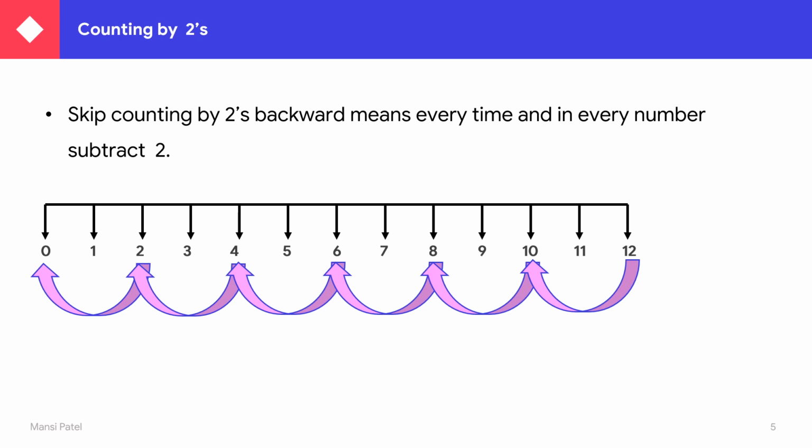So how many jumps are we doing to reach 0 from 12? 1, 2, 3, 4, 5, 6. This is known as counting backward. In counting backward, what do we have to do? We have to subtract 2 from each of the number.